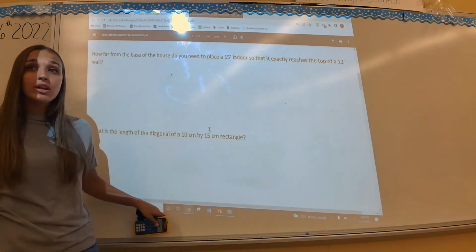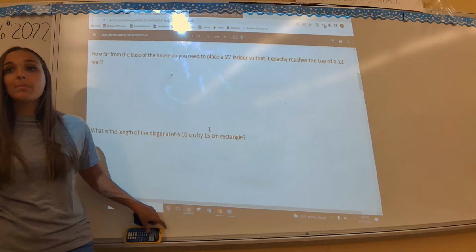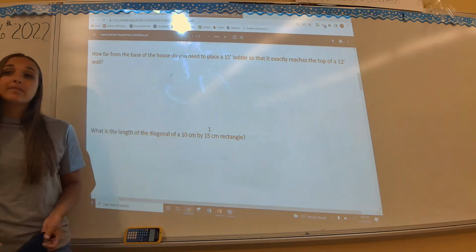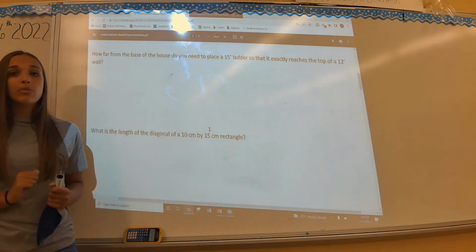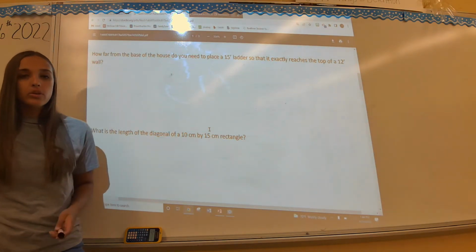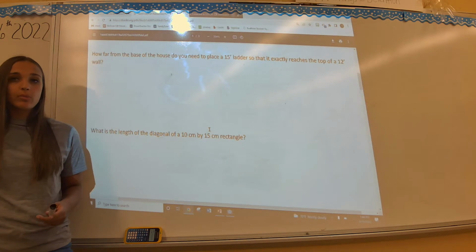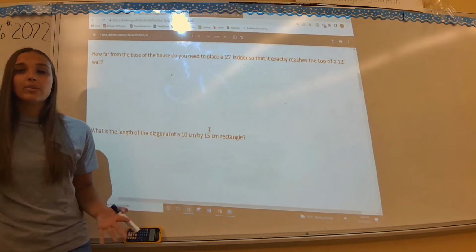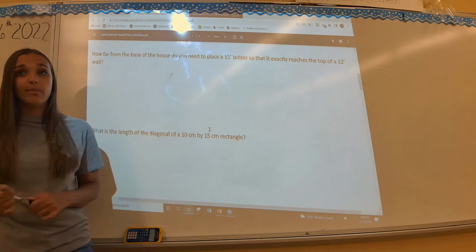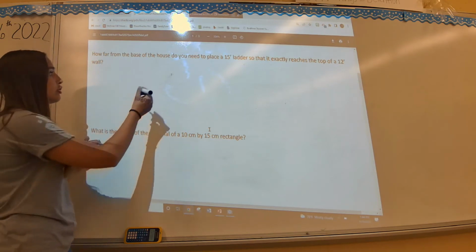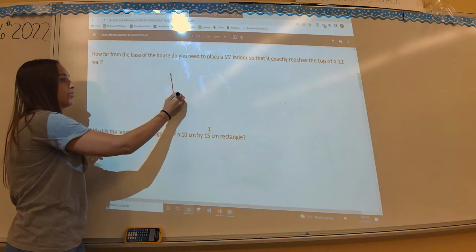So if I take a look at this one problem, it says, how far from the base of the house do you need to place a 15-foot ladder so that it reaches exactly the top of the wall that's 12 feet tall? Every time I see a Pythagorean theorem word problem, or a word problem of any sort, where I have to envision what I'm doing, I like to draw a diagram. So in this case, I'm going to draw a triangle because I know this is a Pythagorean theorem word problem.